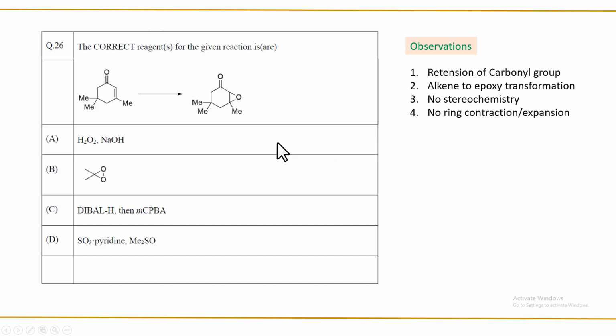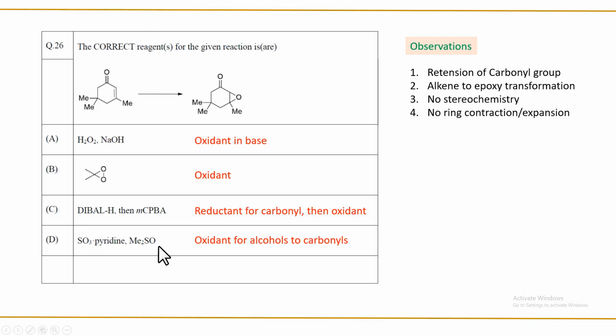Coming to the choices, H2O2 NaOH is an oxidant in base. Dimethyl dioxirane is an oxidant. DIBAL-H is a reductant for carbonyls. mCPBA is an oxidant. SO3 pyridine in dimethyl sulfoxide is an oxidant for alcohols to carbonyls.